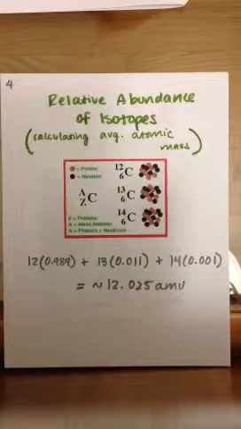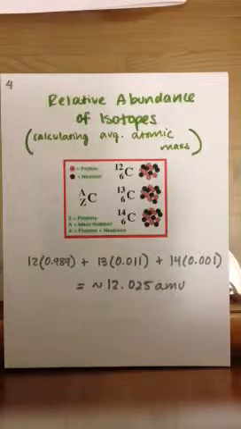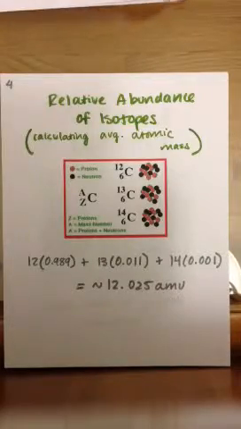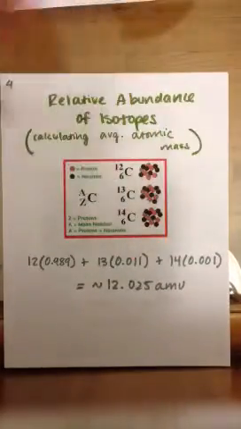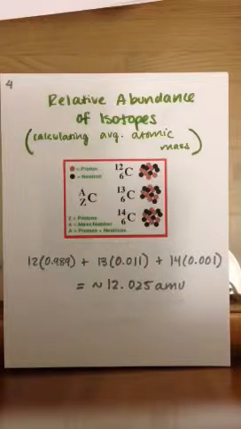And this calculation is slightly off, as the relative abundances for carbon-13 and carbon-14 that we use in our calculation are higher than they actually are in nature.